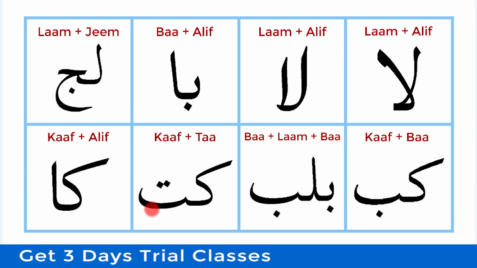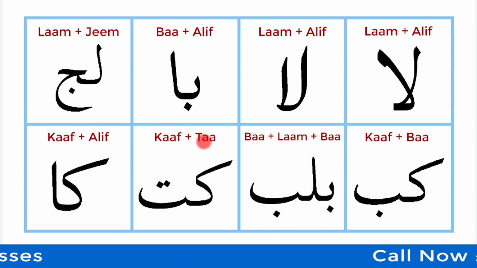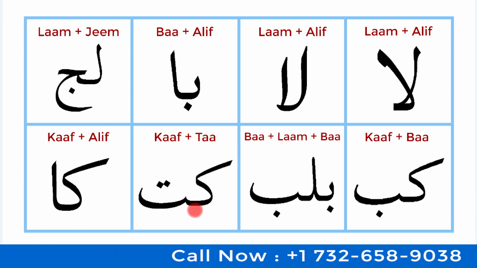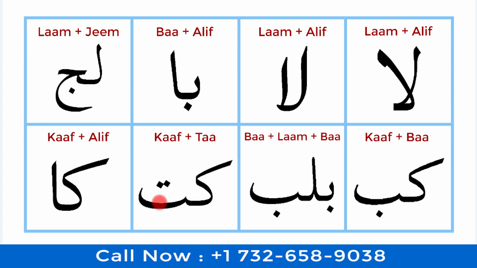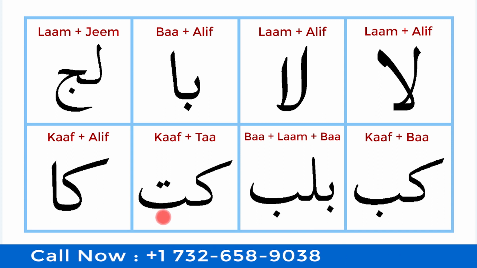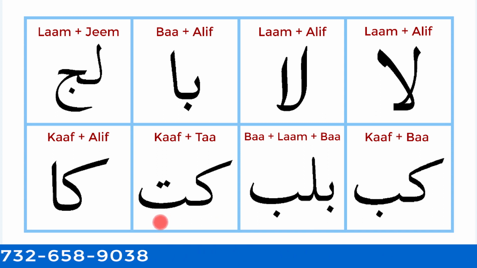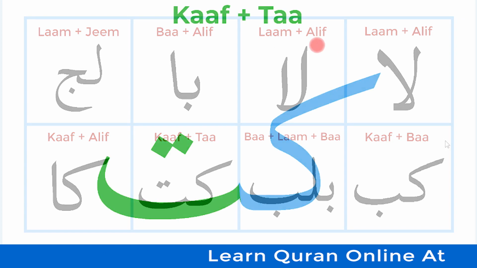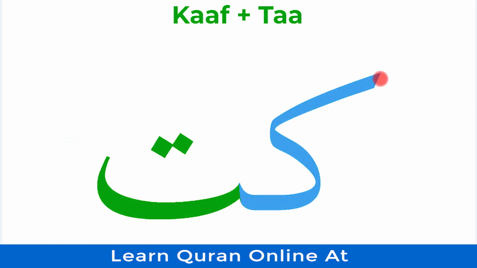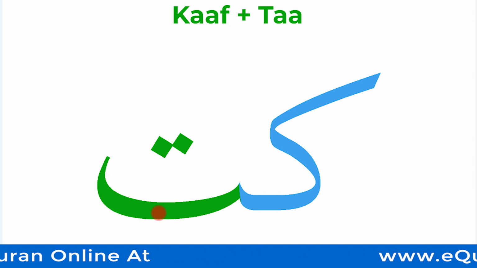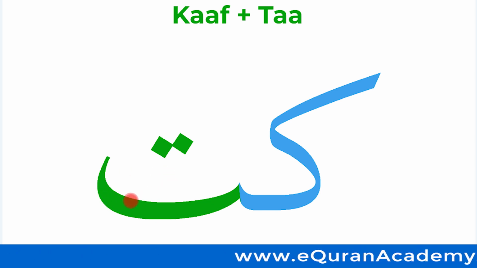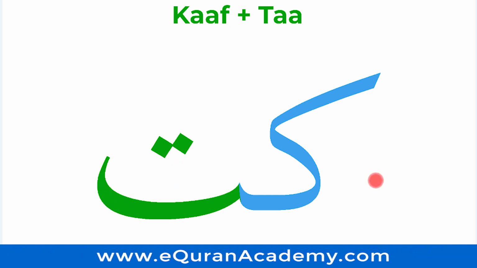Kaf, ta. This is kaf and this is ta. Kaf, ta. Please read after me. Below is kaf and green is ta. Remember, ta has two dots on top. Kaf, ta. Please read after me.